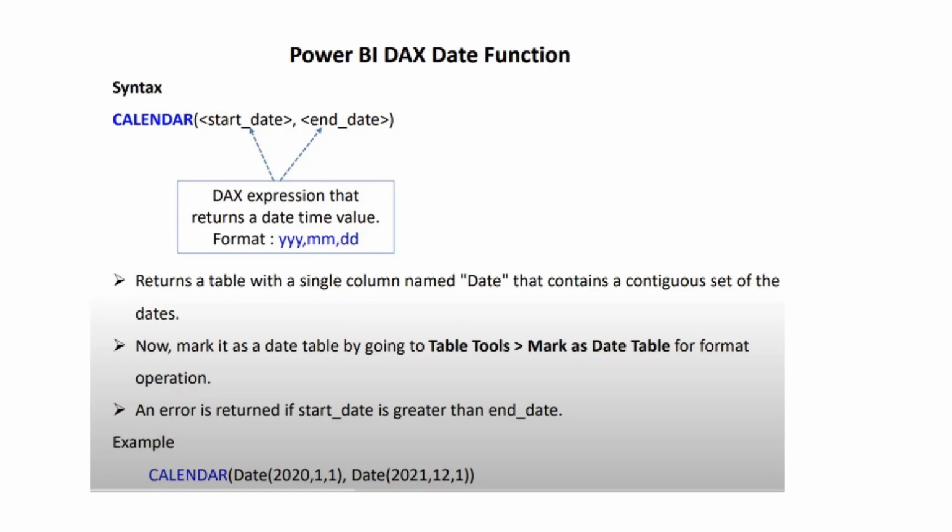Now to mark it as a date table, what you need to do is go to the table tools and then mark as date table for the format operation which you want to select. Now one thing to remember, if your start date is greater than the end date, it will throw you an error. Okay, for example, let's see that.